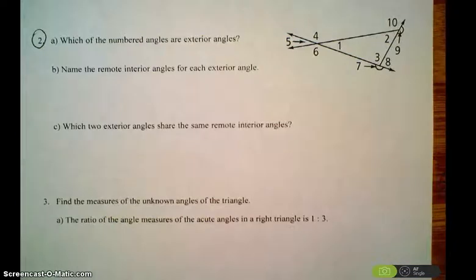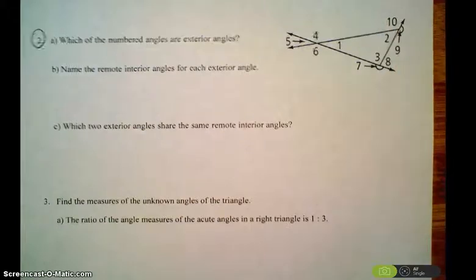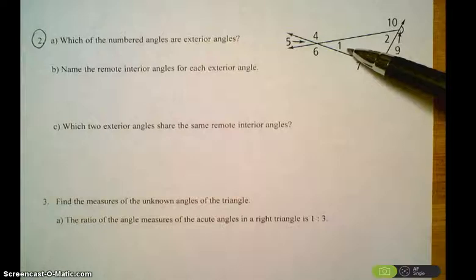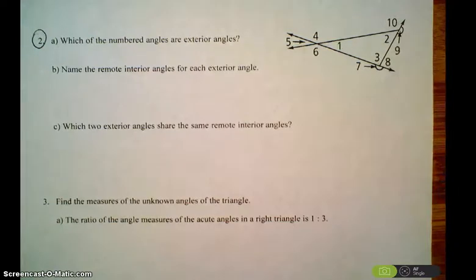Hi, we're on page 4 of chapter 3, section 5, and we're looking at example 2, which goes along with this picture right here. It's asking us in this picture which of the numbered angles are exterior angles. And if you take a look, we have a triangle being formed by angle 1, angle 2, and angle 3. Remember, exterior angles are extensions of the sides of the triangle. So take a second, think about it, and see what you come up with for the exterior angles.